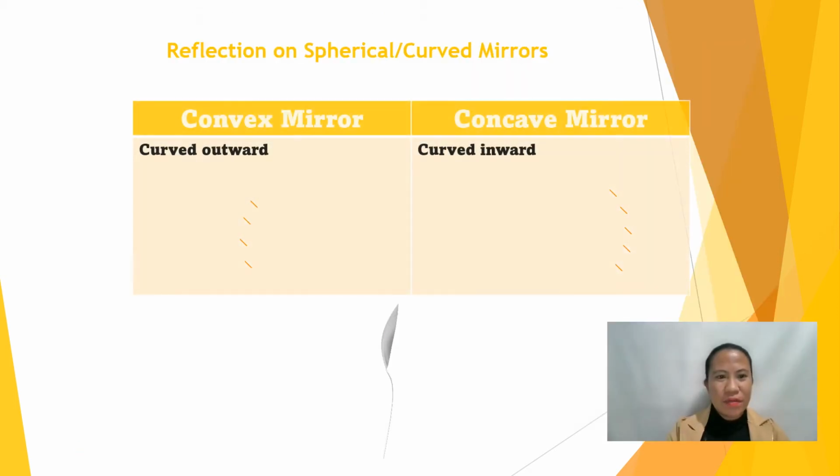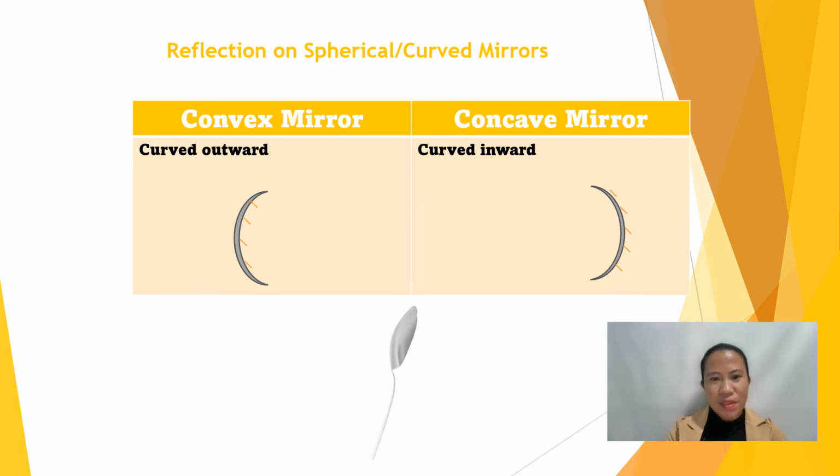Let's take note of the physical difference between the 2 spherical mirrors, the convex and the concave mirror. So you see that convex mirror is curved outward, just like here the back of the spoon, and the concave mirror is curved inward. The inside of our spoon represents a concave mirror.